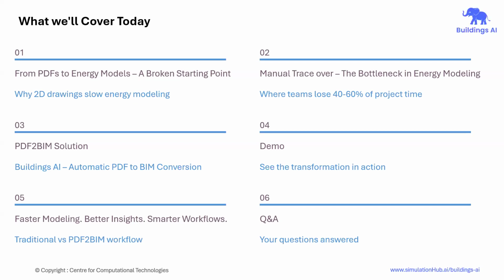Today we'll cover these topics in this session. First, we'll start with understanding why the need of this feature, and we'll focus on the broken starting point in the entire workflow of energy modeling, why 2D drawings slow down the energy modeling process. After that, we'll see the bottleneck in the current process of heat load calculations and energy modeling, which starts with a 2D drawing and tracing over to prepare a 3D BIM out of it. Then we'll see our unique solution for this entire process, the PDF to BIM feature within Buildings AI, which is an automatic PDF to BIM conversion process.